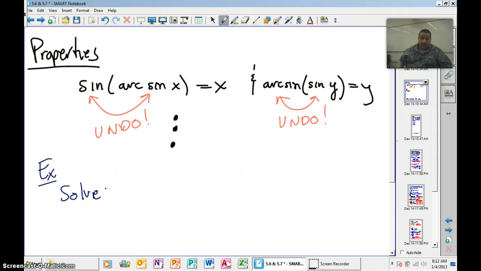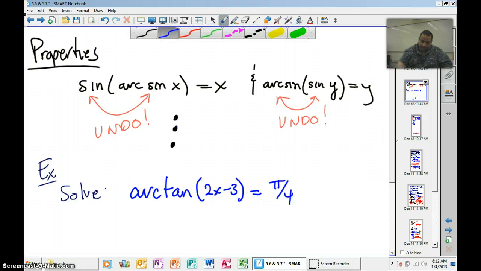some properties of the arc. If I take the sine and the arc sine, they undo each other, and you get x. Likewise, if I take the arc sine of the sine, they undo each other. So I have a problem for us to solve. Here it is. All right, I would like you to solve arc tan of 2x minus 3 equals pi over 4.